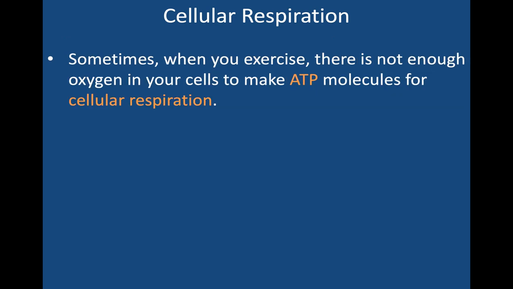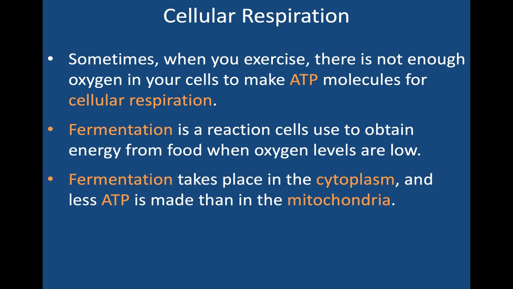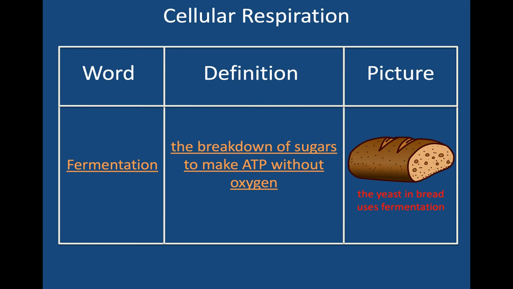Sometimes when you exercise, there's not enough oxygen in your cells to make ATP molecules for your cellular respiration. Fermentation is the reaction cells use to obtain energy from food when oxygen levels are low. Fermentation takes place in the cytoplasm and less ATP is made than in the mitochondria. Our definition for fermentation is the breakdown of sugars to make ATP without oxygen.